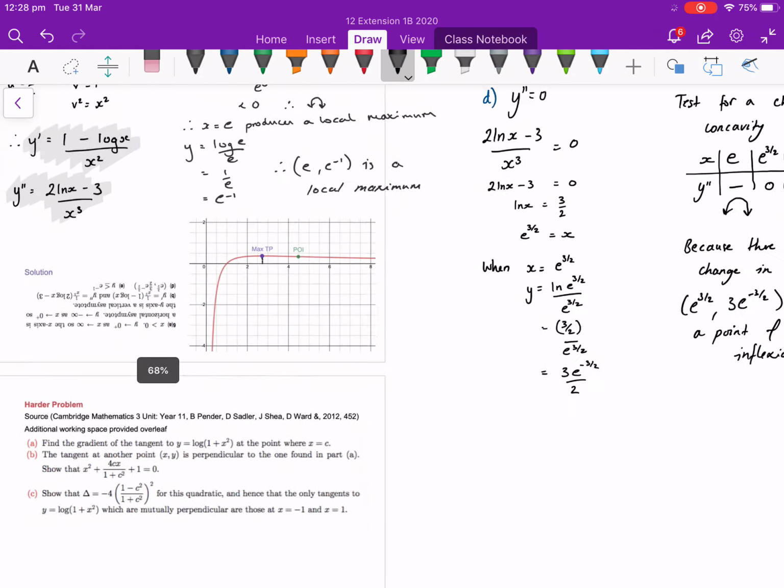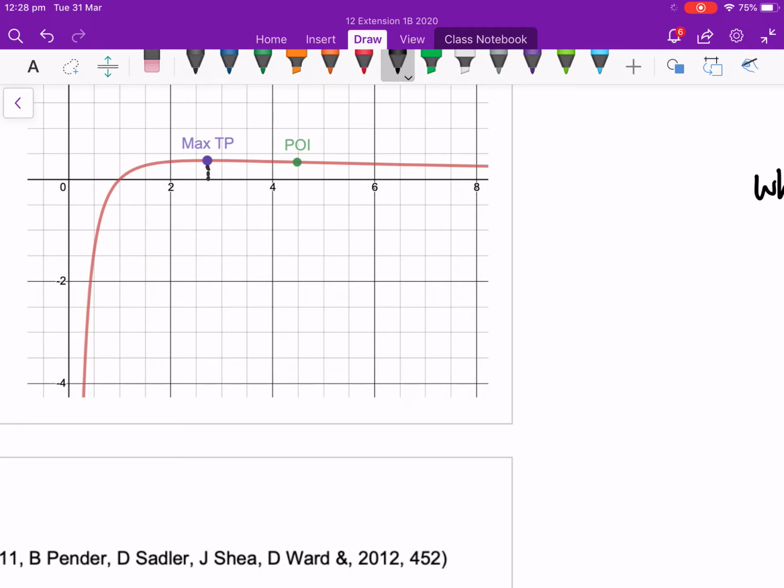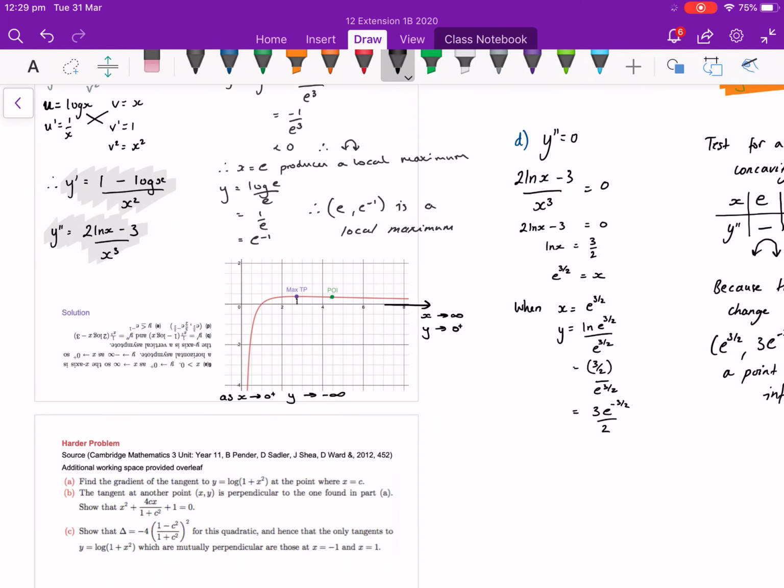And then the last part of the question is asking us purely to sketch it. So what I've done is I've included the sketch in here to save some time for you. You can see that our point of inflection that we just found out is there, our maximum turning point. To look at it in terms of asymptotes, you can see that as x tends to infinity, y is tending to 0 from above. And likewise here, as x is tending towards 0 from above, you can see that y is tending to negative infinity.